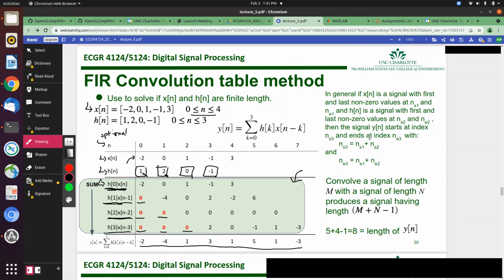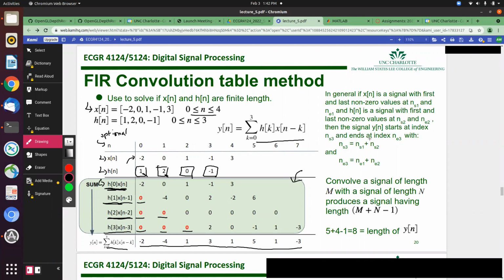Now, if we look at this as a finite sum, it's the sum from k equals 0 to 3 of h of k times x of n minus k. So it is in fact the realization of the convolution equation in a table form. Because this equation on the left here is in fact the convolution equation. More generally, it's this equation right here.